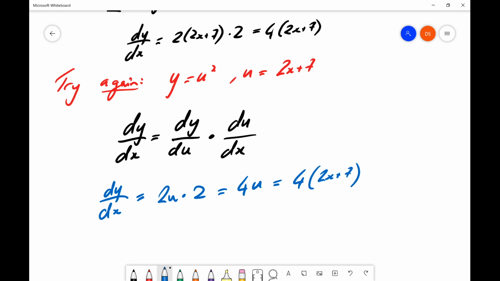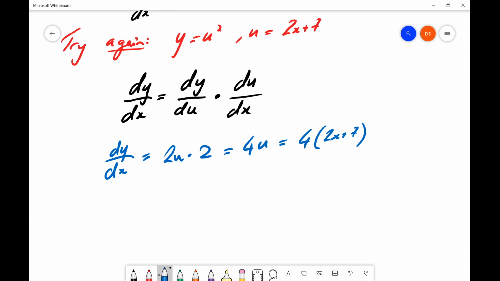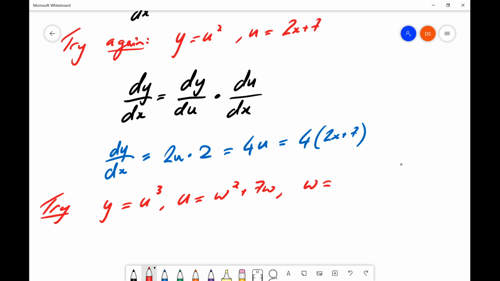But something greater happens, because look at what happens if I nest it some more. Try y is equal to u to the power of 3. U is equal to w squared plus 7w, right? And if I then said w is equal to 5x squared, okay, it looks crazy.